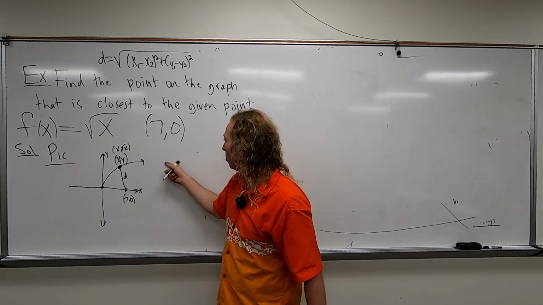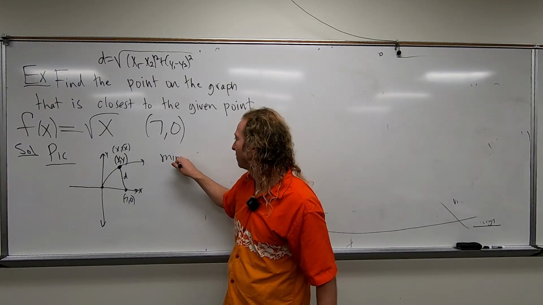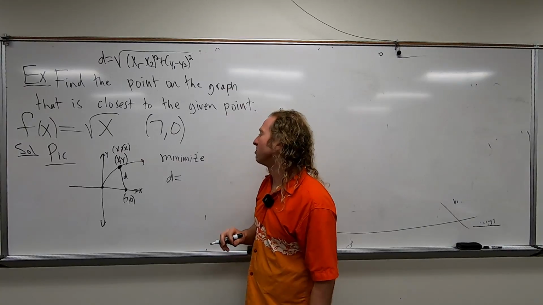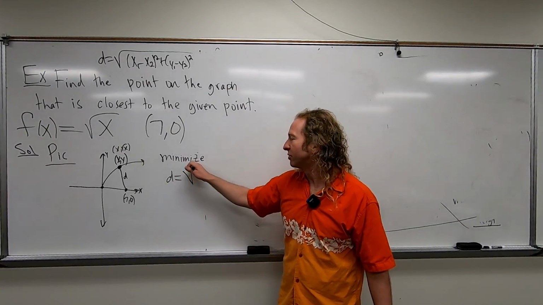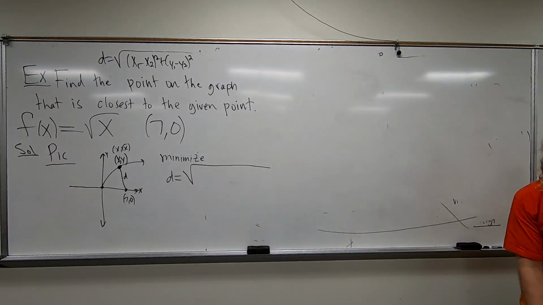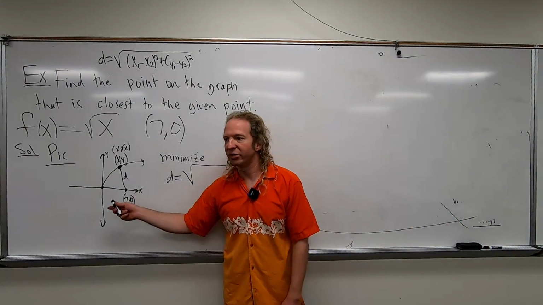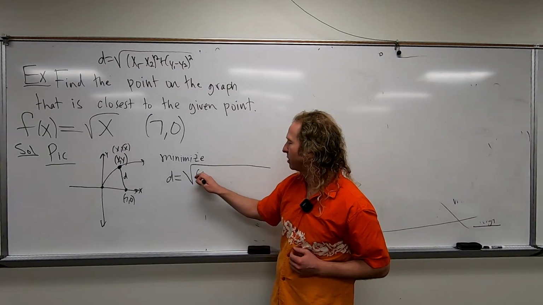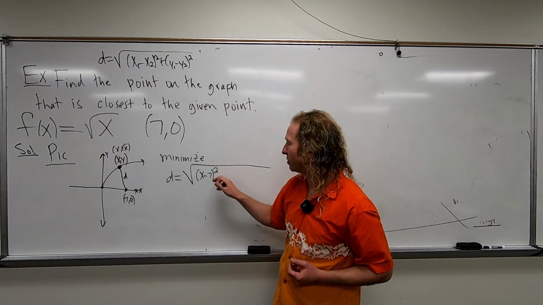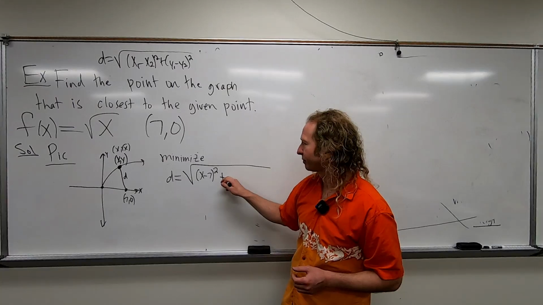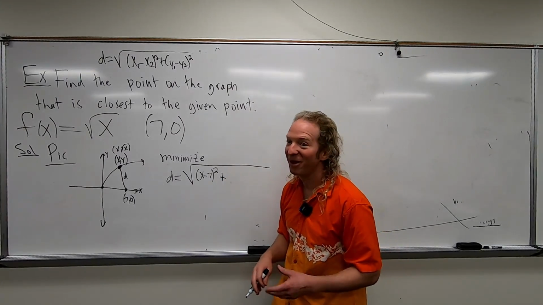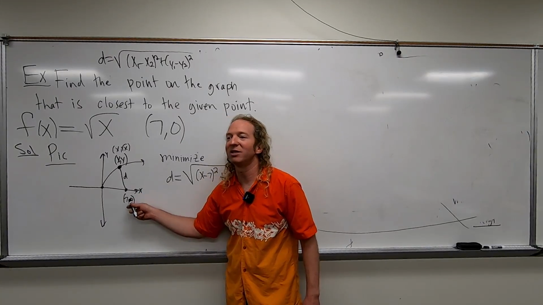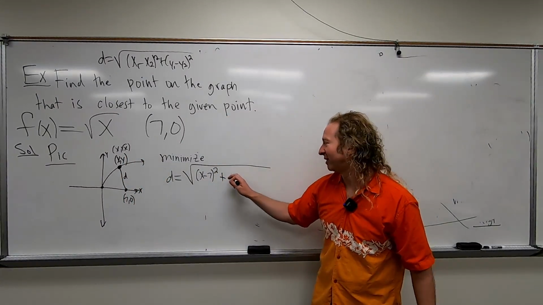So the goal is to minimize d. Oh, I remember this problem. It's coming back now. There's something tricky about it. So d is the square root of, basically, you subtract the x's: x minus 7, and then you square that result. Plus, I almost messed up, but I didn't: y minus 0, but it's not y. What is it? Square root of x, squared.